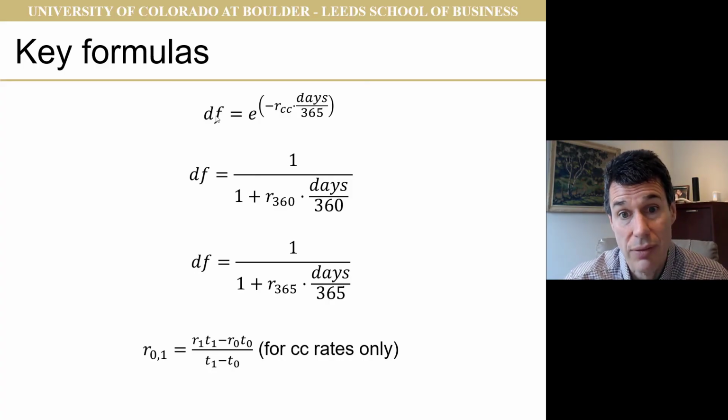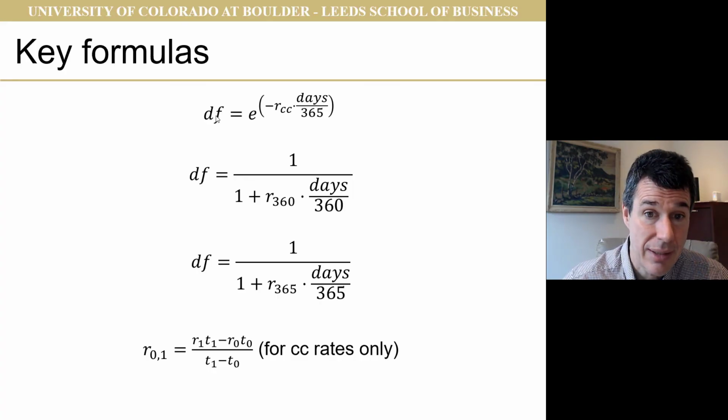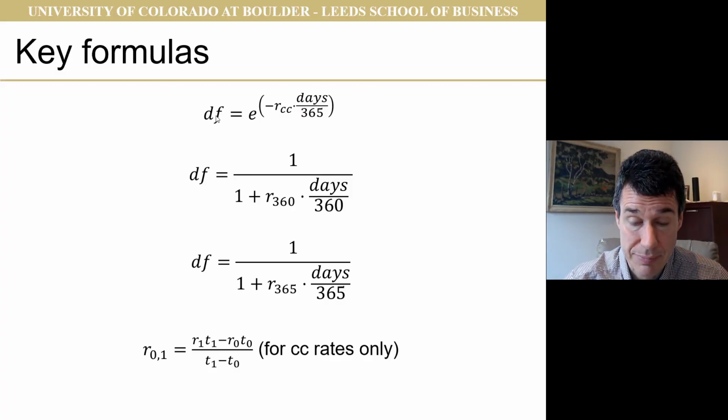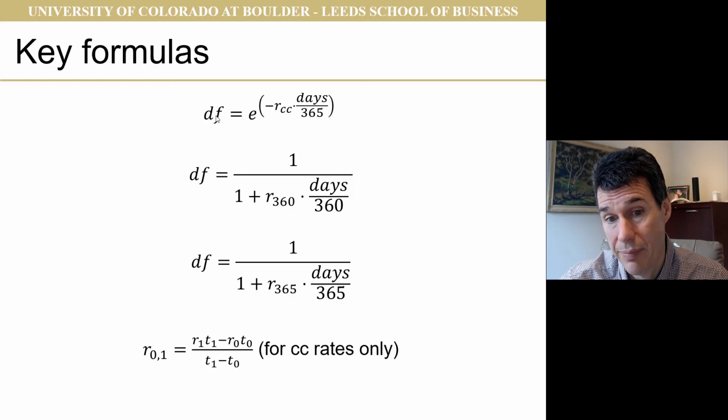If I know a continuously compounded rate, I can calculate the discount factor. If I know the discount factor, I can calculate an actual over 360 rate, and so on. If I know one kind of rate, I can calculate another. Now, the other formula, which is really important, is the forward rate formula, and that is R01 equals (R1T1 minus R0T0) over (T1 minus T0). That's how we calculate forward rates, but that's only for continuously compounded rates.